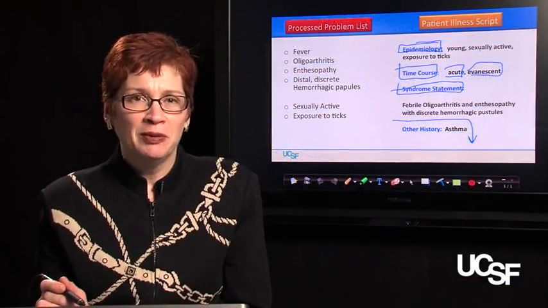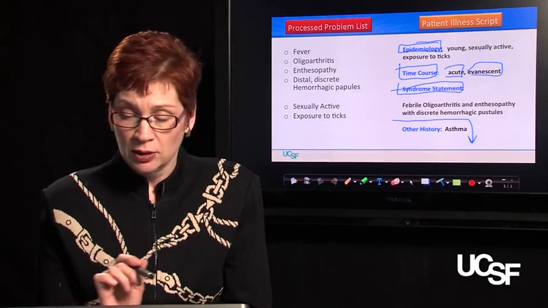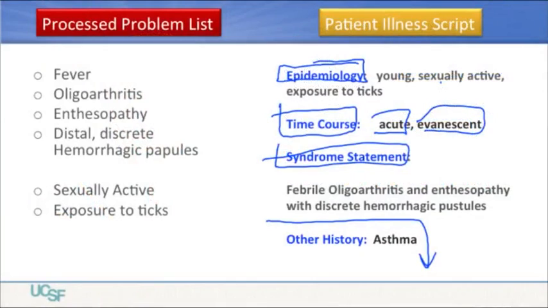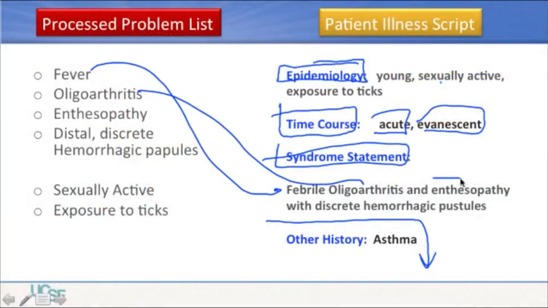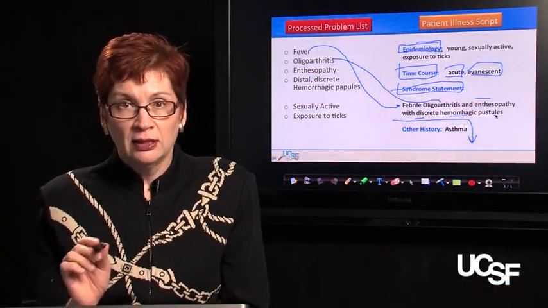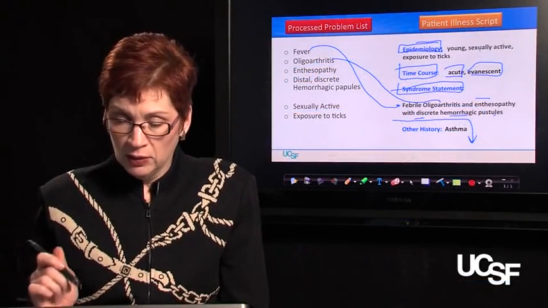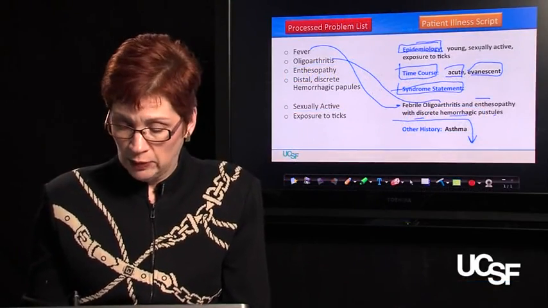Came and went. Her elbow came and went. Her wrist has gotten steadily worse. And the syndrome, febrile, oligoarthritis, and enthesopathy with discrete hemorrhagic pustules. That's our patient illness script. And you can begin to see how much that looks like a disease-based illness script.